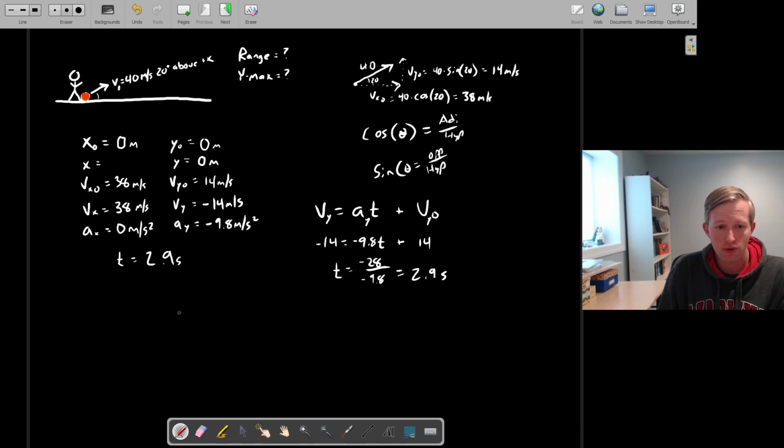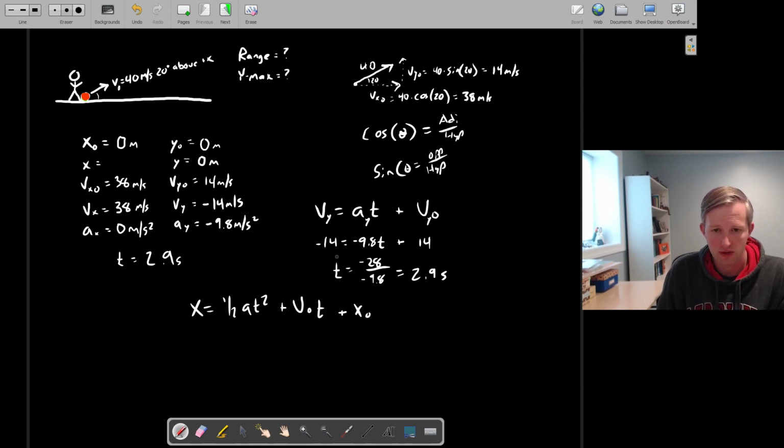Now I can solve for what my horizontal displacement is. I can find my range because I know it's going 38 meters per second. So every second going 38 meters for 2.9 seconds. Just to make sure we understand where that equation's coming from, we have our x monster, which was x equals 1/2 a t squared plus v0 t plus x0.